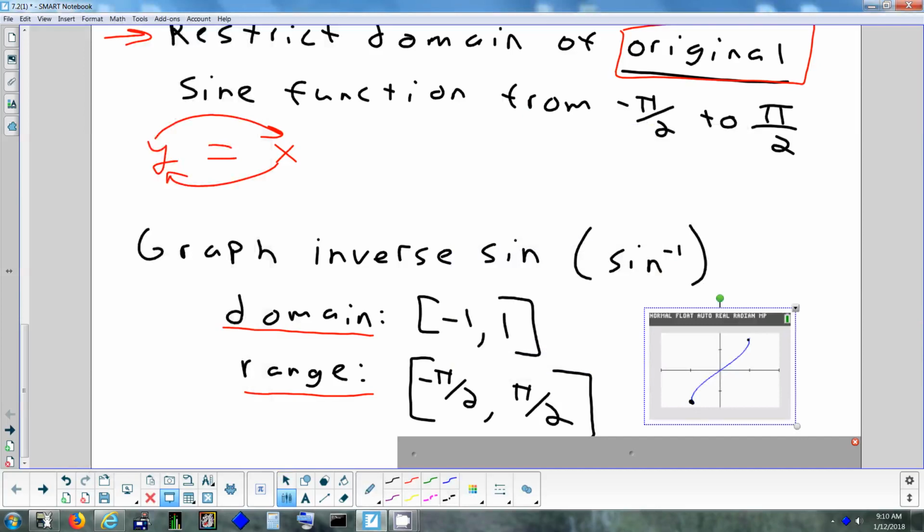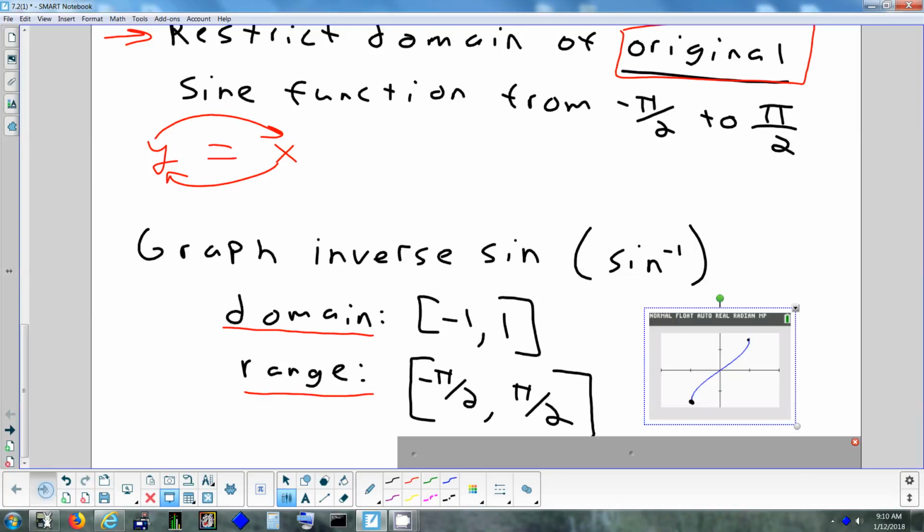Okay, let's think of the graph of cosine. If you draw cosine, does that graph pass the horizontal line test? Jay? No. Cosine and sine are the same graph. They're just phase shifts of each other. Okay, that's the only difference.